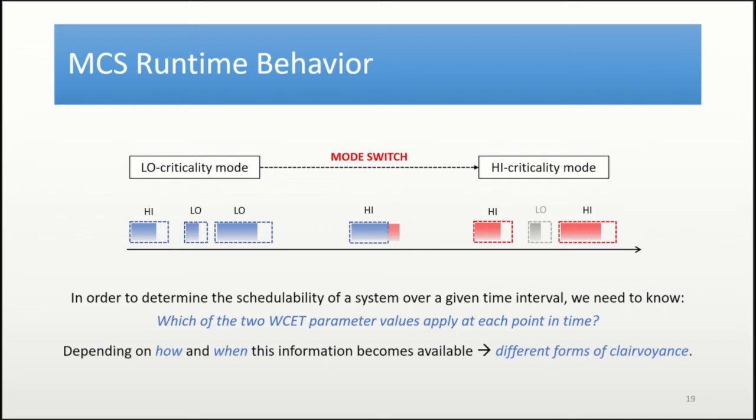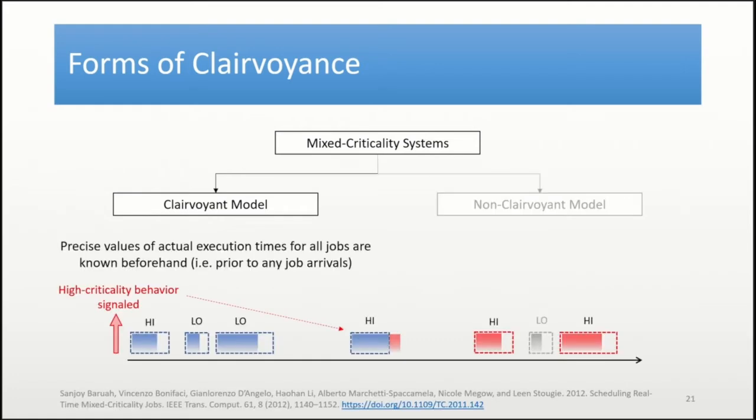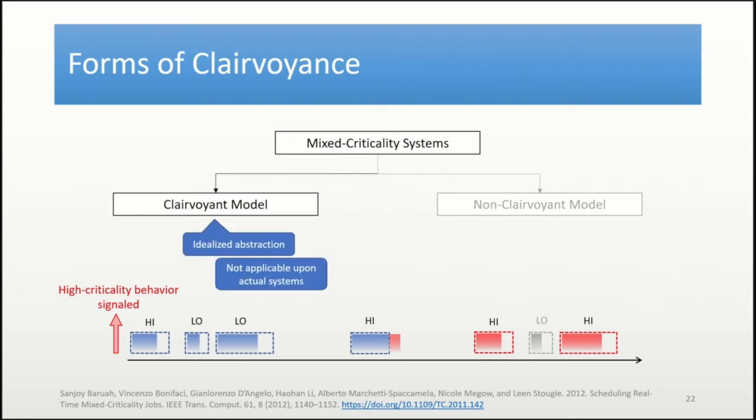Depending on how and when this information becomes available to the system, different forms of clairvoyance have been identified for mixed criticality scheduling models. Most of the prior works on scheduling theory have discussed clairvoyant and non-clairvoyant models in the context of mixed criticality systems. In a clairvoyant scheduling model, it is assumed that the precise values of actual execution times of jobs are known beforehand, that is, prior to any job arrivals.